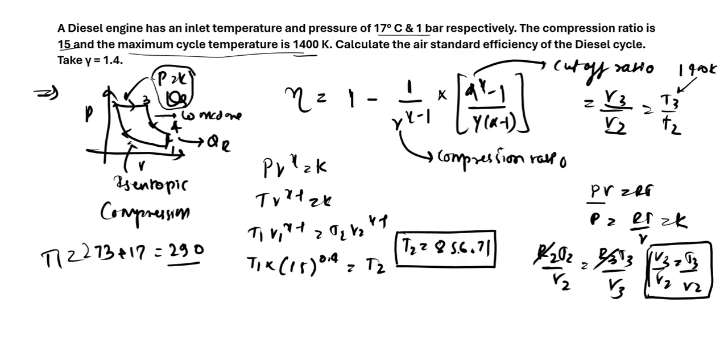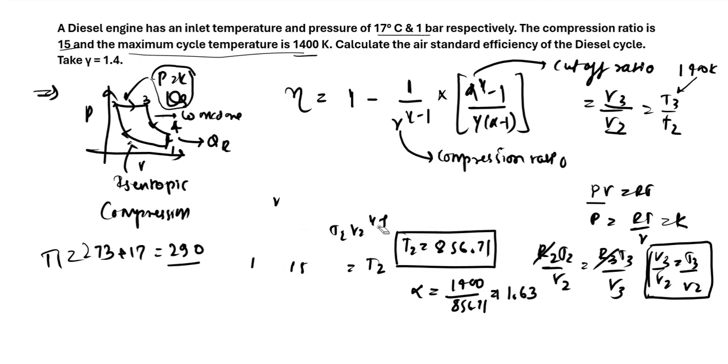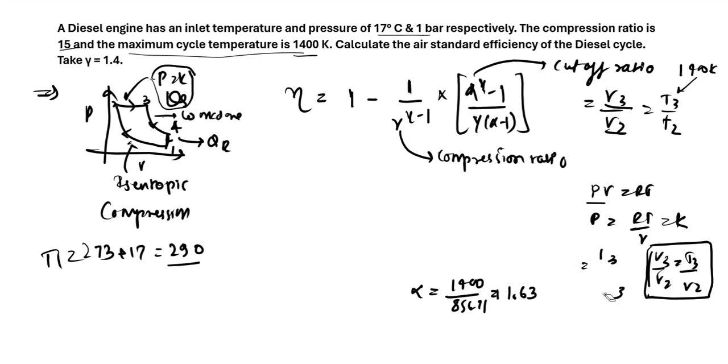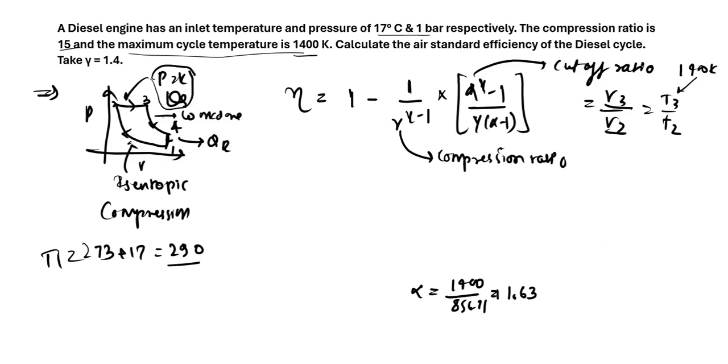We have found the temperature at 2, and we know the temperature at 3. So we can find the cutoff ratio as 1400 divided by 856.71, which will be 1.63. So this is how you can find your cutoff ratio. We have a cutoff ratio of 1.63. Now you just have to put all the values in the efficiency equation, and you will get your efficiency value.